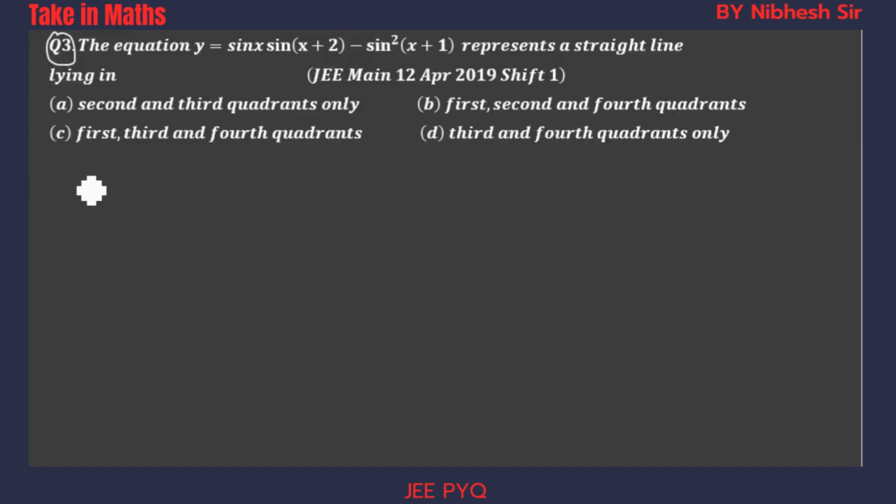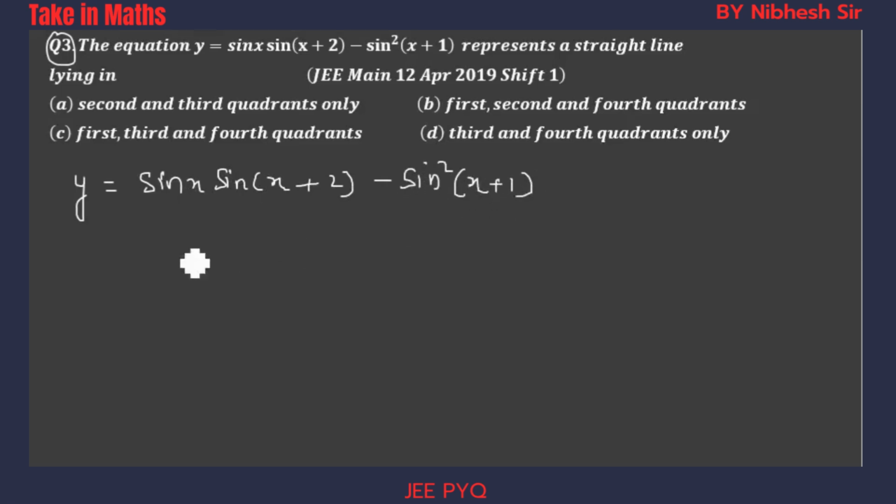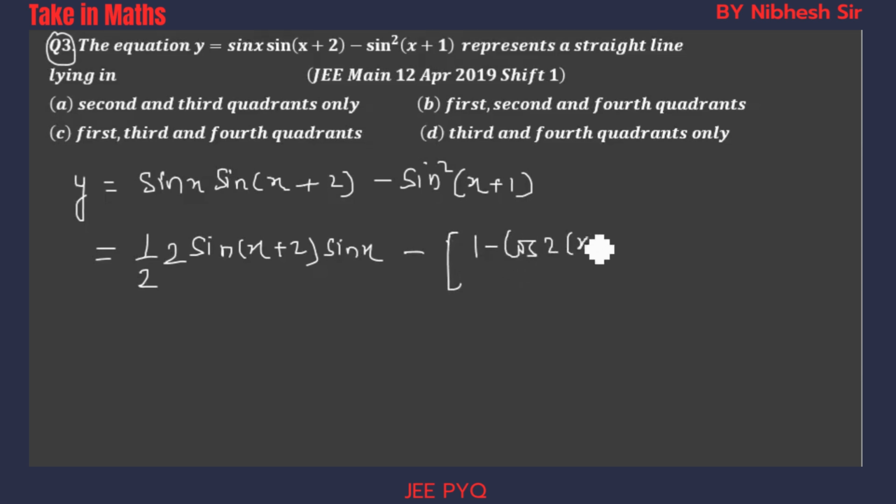Okay, fine. So solving this question, y equals what here? sin x into sin(x + 2) minus sin²(x + 1). So what I will do here is multiply by 2 and write it as 2 sin x sin(x + 2) minus 2 sin²(x + 1), all divided by 2. For sin²(x + 1) I can apply the formula (1 − cos 2θ)/2, so 1 minus cos(2x + 2) divided by 2.